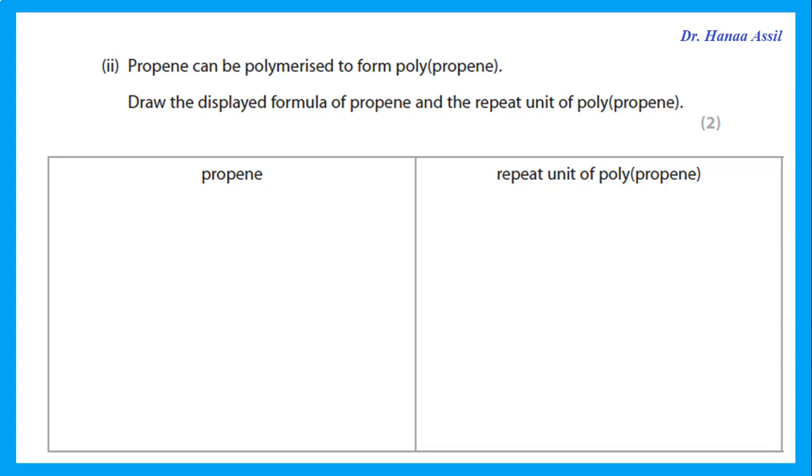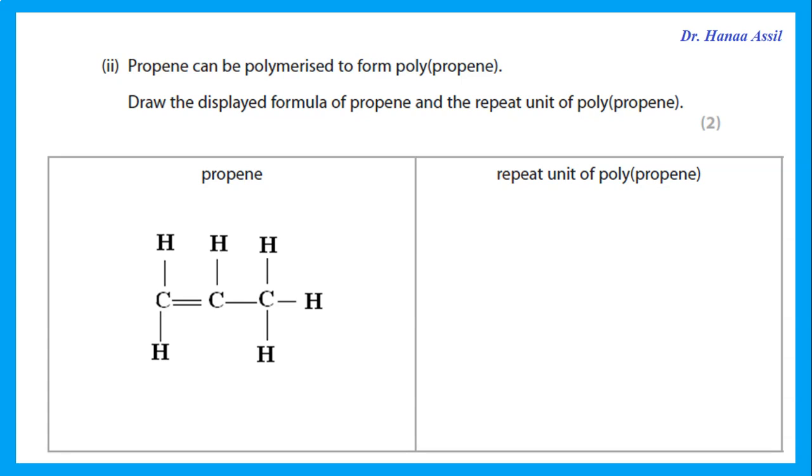Propene can be polymerized to form polypropene. Draw the displayed formula of propene and the repeat unit of polypropene. So, how do we draw propene? You should know that "prop" means 3 carbons. "En" means I have a double bond between 2 of them. So, how do we draw it? You need to make sure that each carbon has a total of 4 bonds, so you complete it with hydrogens. So, this is propene.